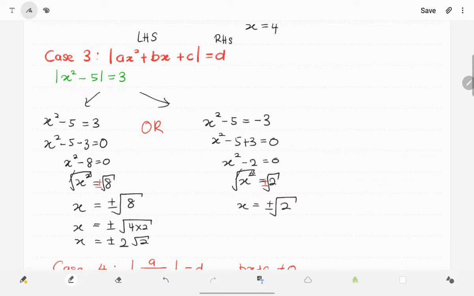Okay, so our final answer here would be x equals to positive 2 square root 2, negative 2 square root 2, and then here positive square root 2, negative square root 2. You also can just delete this positive sign. So this is the answer. Final answer will be this one. Okay, next we go to case number 4.